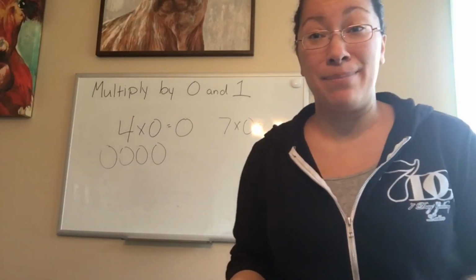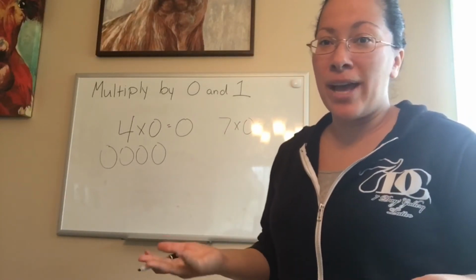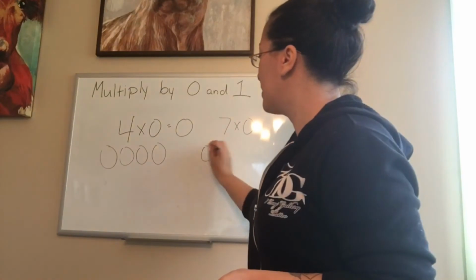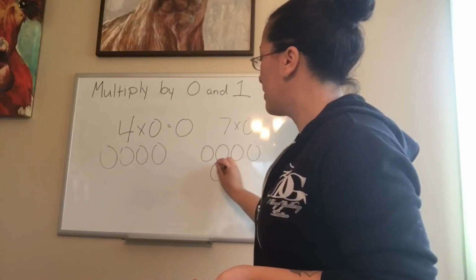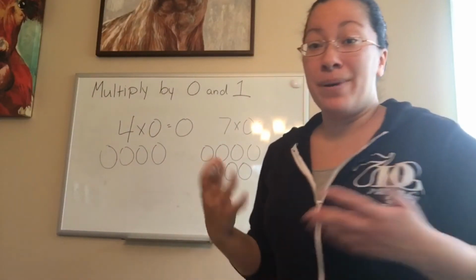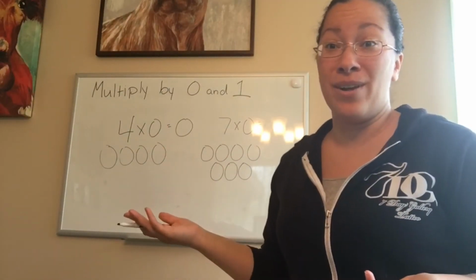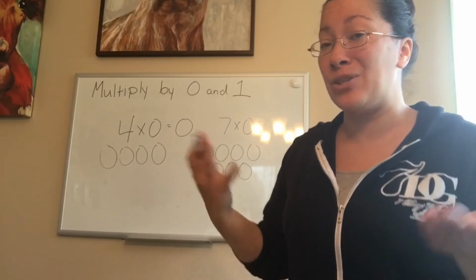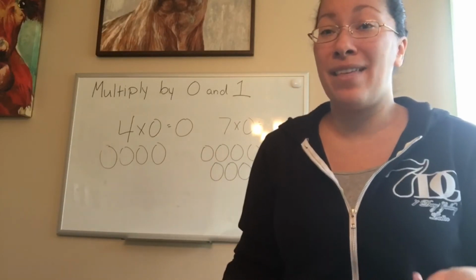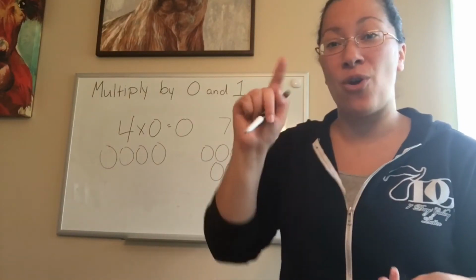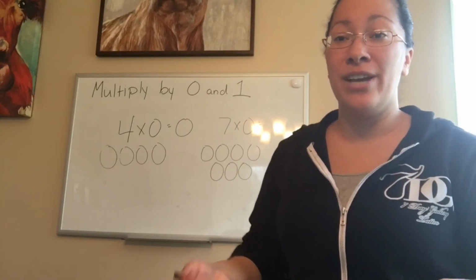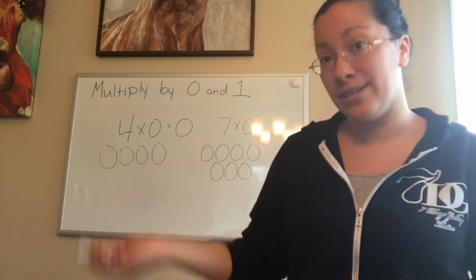So let's try another multiplication by 0 problem. Let's do 7 times 0. I set it up the same way. I make my 7 groups. But again, I run into the same thing that happened with 4 times 0. Since I have 7 groups, but I don't have anything to put in them, my answer is 0 because I don't have any items to count. So 7 times 0 equals 0 as well.